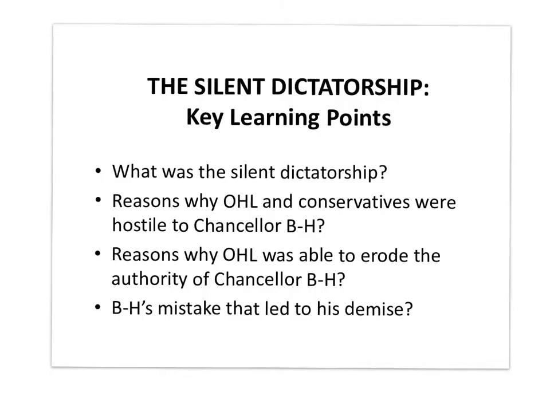Okay, so the key learning points: what was the silent dictatorship? The reasons why the OHL, the military high command, and the conservatives. Remember, conservatives are the Prussian Junkers, the senior army generals, the industrial elites. Why were they hostile to the Chancellor, and the reasons why they were able to erode Chancellor Bethmann-Hollweg, and what was the mistake that led to his demise, effectively where he was forced to resign in 1917.